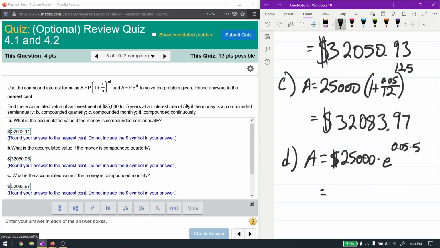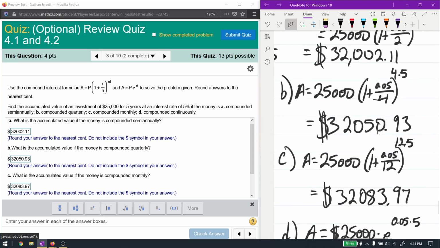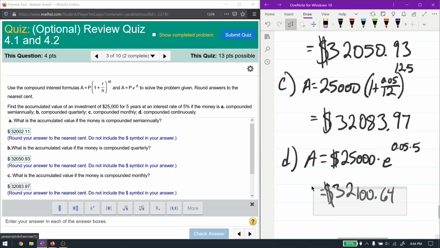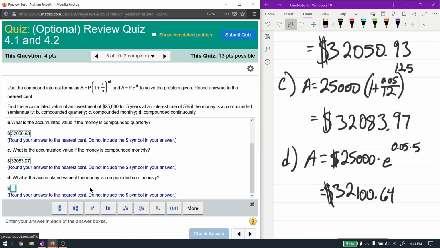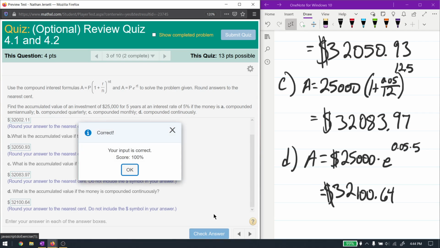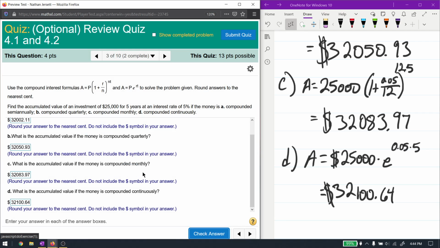You can use that to find this, and that gives us 32,164 and 64 cents. This should always be the most that you find. As you can see, we kept getting more and more money, and this should be the highest number there. So that's what you'd expect. And that's all correct. So that's how you can use those formulas when you're calculating interest.